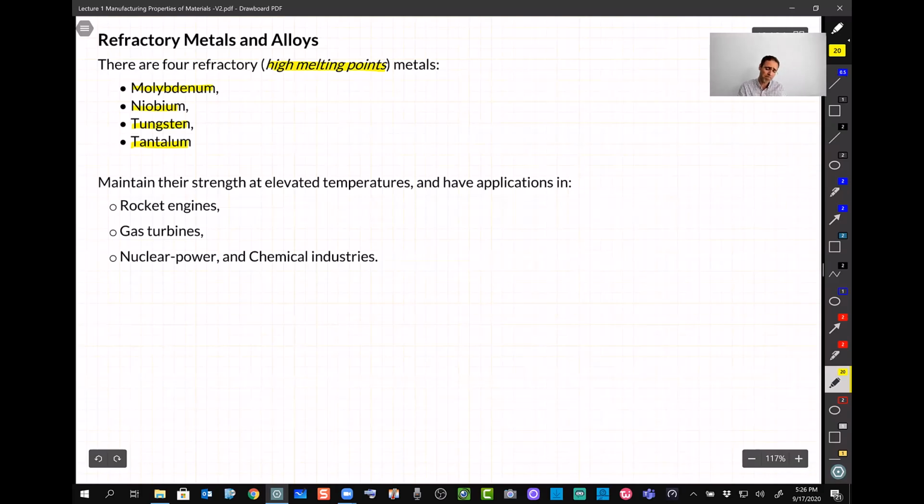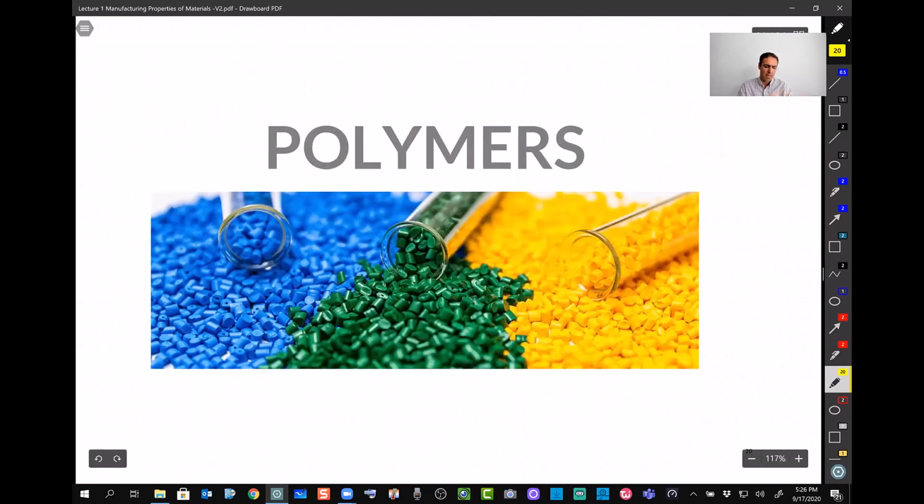And again, depends on the application. We may use them for rocket engine, gas turbine, or nuclear power plant, or chemical power plant, which all of these applications require very high temperature. That's why these metals can be very useful for us in those applications. All right. So before I go to the next category of material, is there any question related to metals?